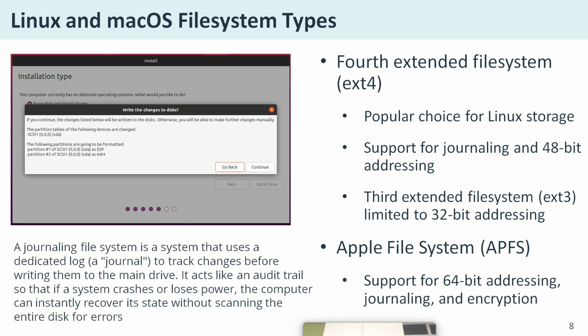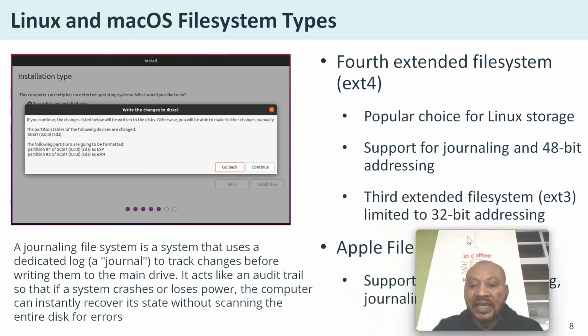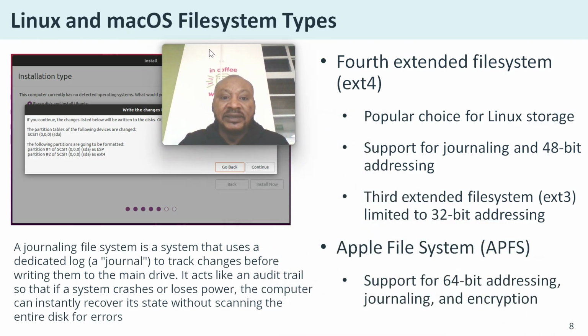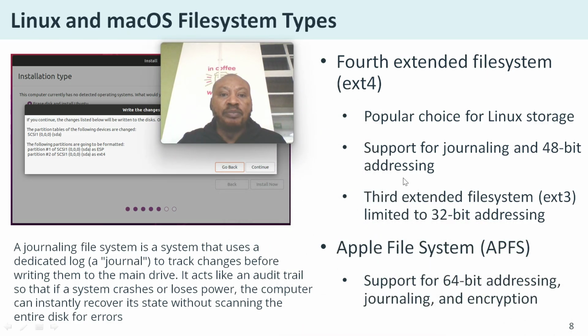there's what we call journaling. Now, we want to talk about journaling. The journal is a system that helps prevent loss of files, right? It has a way of tracking changes on the system. So when you are working, the changes are not automatically saved to the hard drive. It has a dedicated log where those changes are stored, after which they are transferred to the hard drive. We call it journaling. A journaling file system is a file system that uses a dedicated log to track changes before writing them to the main hard drive.